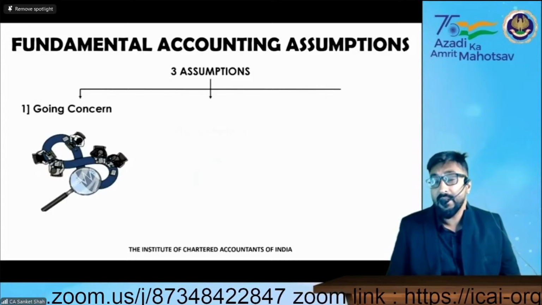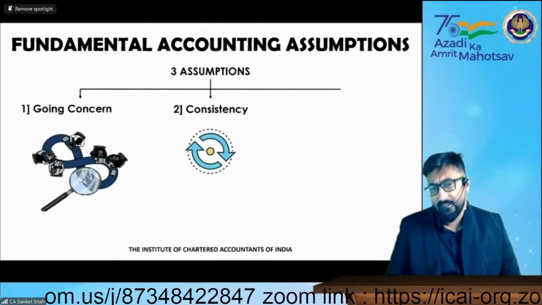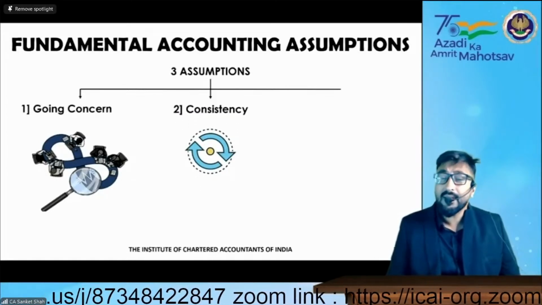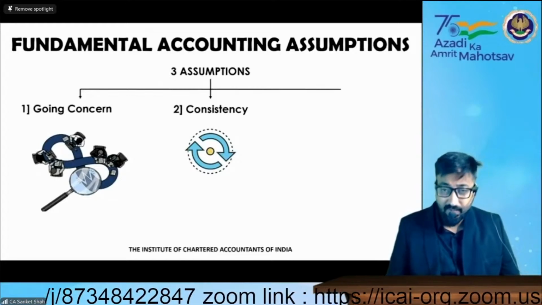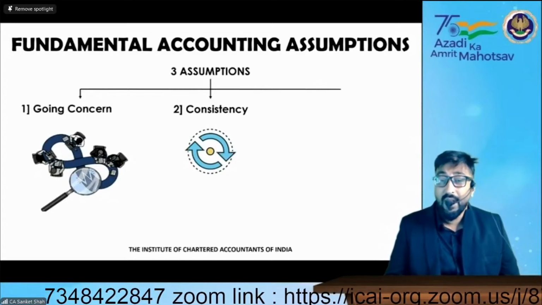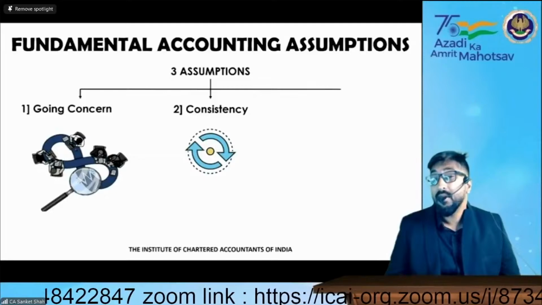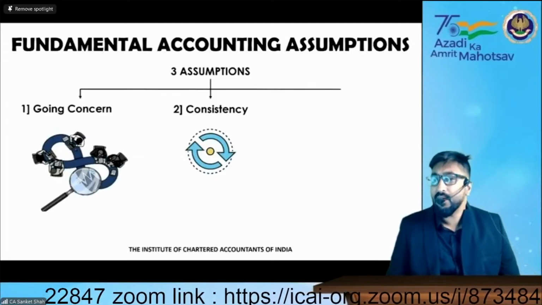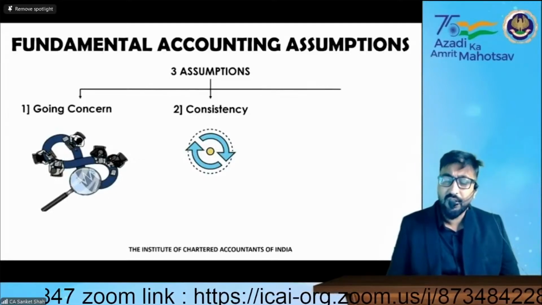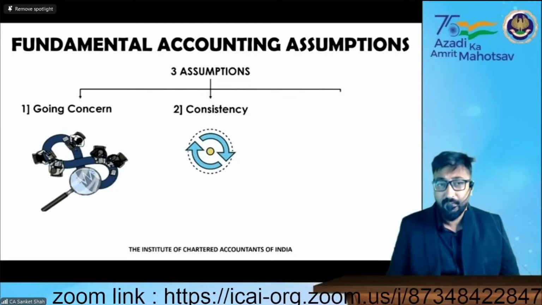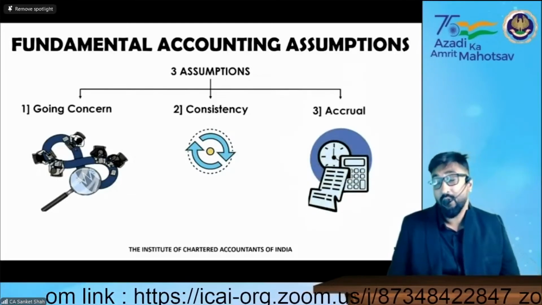Second one is consistency, and third one is accrual. Consistency means once you have adopted a policy, you cannot change it every year without any reason. And that reason we will find out: if you want to change the policy, how are you going to change it. And third one is accrual.